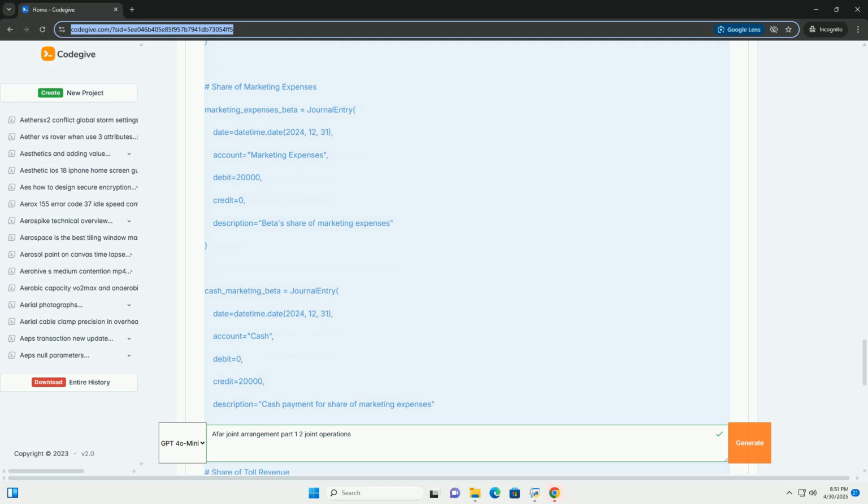Sale of asset to the JO: profit or loss recognized only to the extent of other operators' interests, remainder deferred. Purchase of asset from the JO: profit or loss recognized only when the asset is resold to an independent third party by the buyer, remainder deferred. Key takeaways.